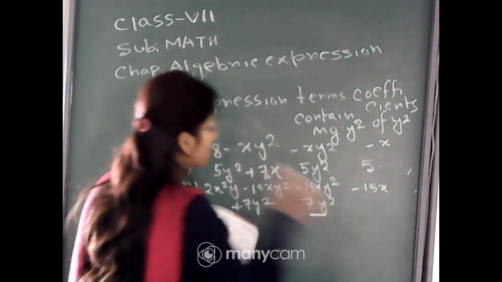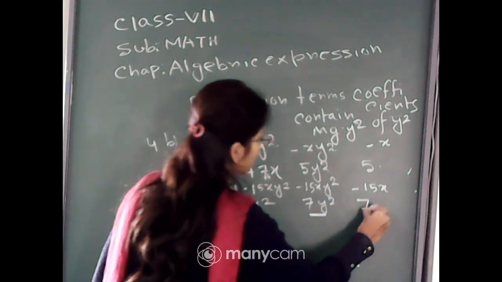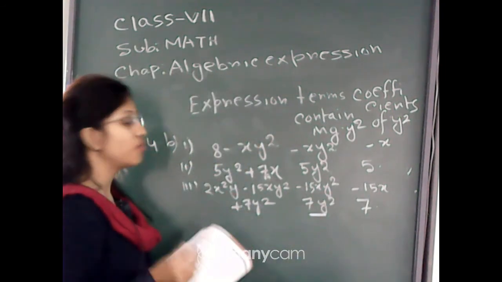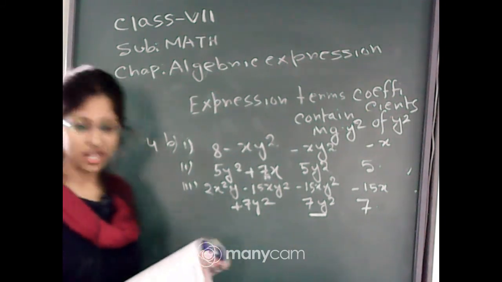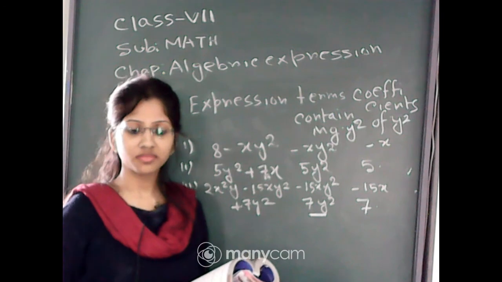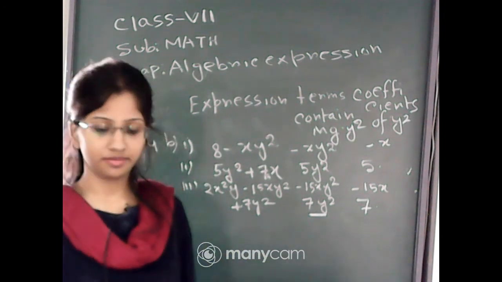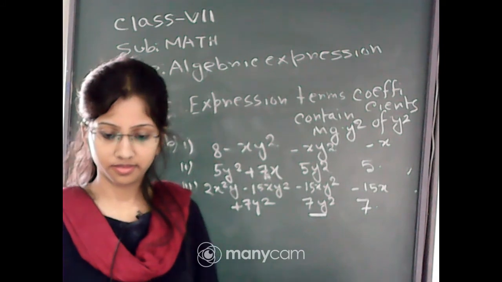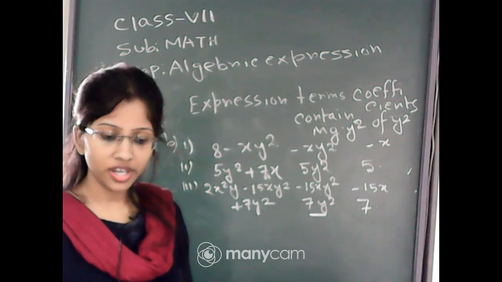Also, in the term 7y square, the coefficient of y square is 7, since 7y square is the product of 7 and y square. Okay. Up to this portion, any problem, students? Okay, very good.